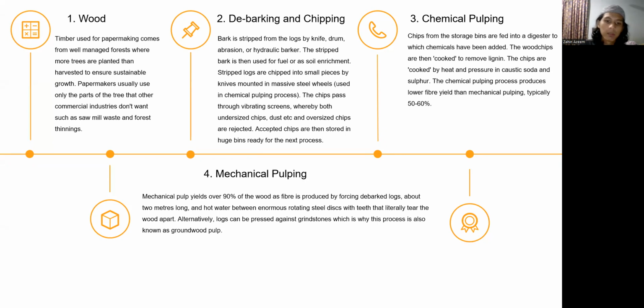After the chemical pulping, we go to mechanical pulping. Mechanical pulp yields over 90% of the wood as fiber, produced by forcing debarked logs about 2 meters long and hot water between enormous rotating steel discs with teeth that literally tear the wood apart. Alternatively, logs can be pressed against grindstones, which is why this process is also known as ground wood pulp.